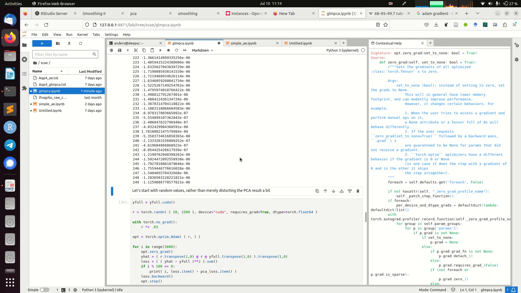So, and now, of course, what I've done so far is I used the result from PCA and I just made a little distortion to that, which isn't really useful. What we rather want to do is we use the PCA.